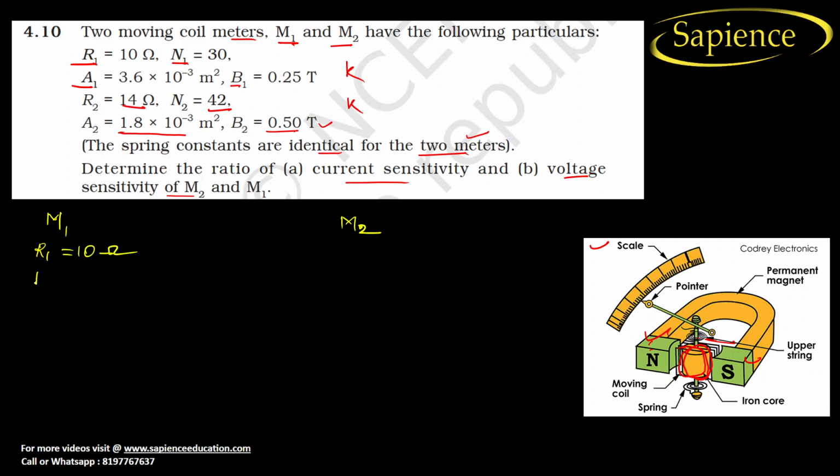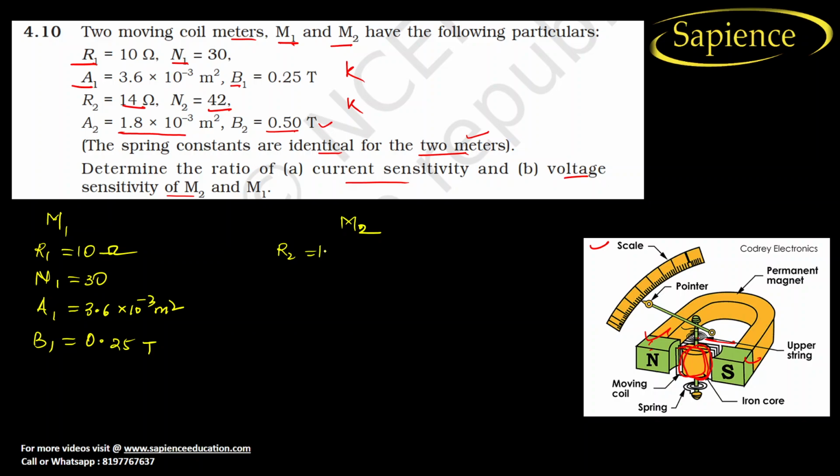ohm, number of turns equal to 30, and area is equal to 3.6 into 10 to the power minus 3 meter square. And the magnetic field strength, that is B1, is equal to 0.25 Tesla.